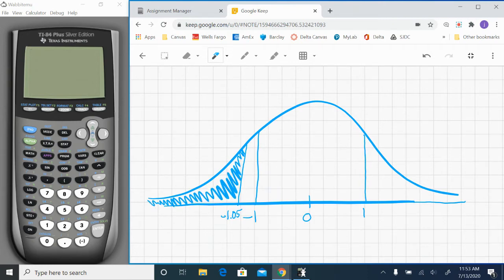You don't have to draw the picture every time. I just want you to see what's going on this first time. So we're looking for this area. We want to know how much area that adds up to. That's where the calculator comes in.